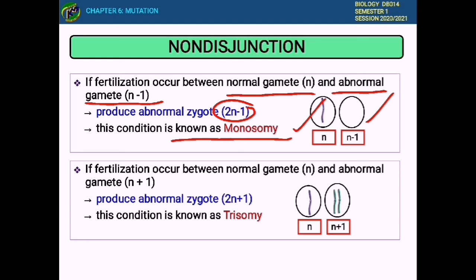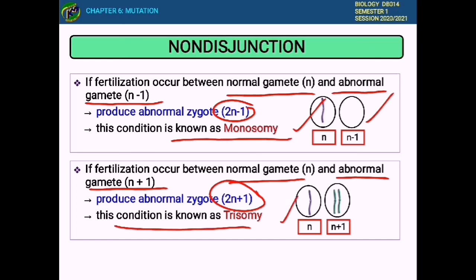If a normal gamete is fertilized with an abnormal gamete, which is n plus 1, it will produce 2n plus 1, which the condition is known as trisomy. So this one n plus 1 will have a 2n plus 1 zygote.